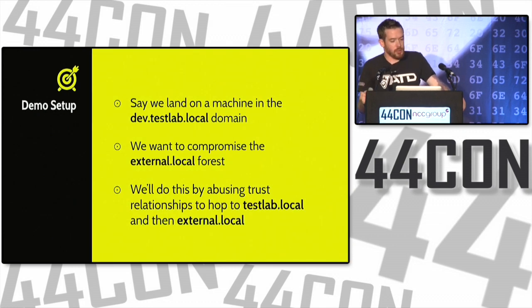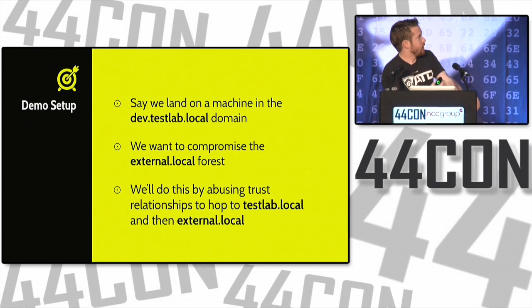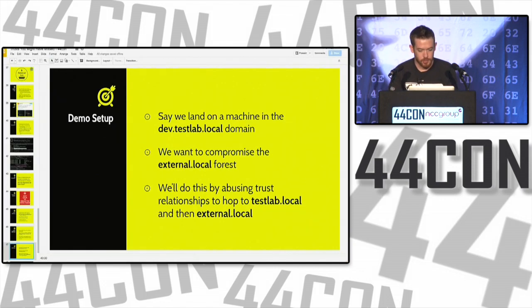Cool. All right, so I'm going to try to show a short, 4 to 5 minute demo. Say we land on a machine in the dev.testlab domain. We want to compromise the external.local forest. I'm going to walk you through this with Invoke-Mimikatz, and we'll do this by using trust relationships to hop to testlab and then external. And I'll take some questions.